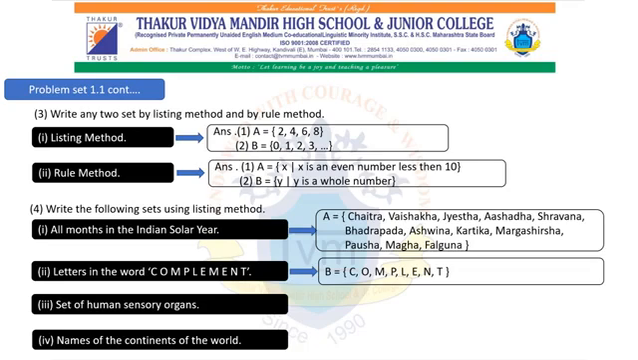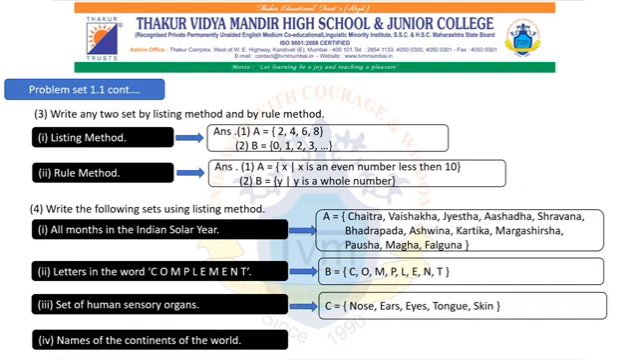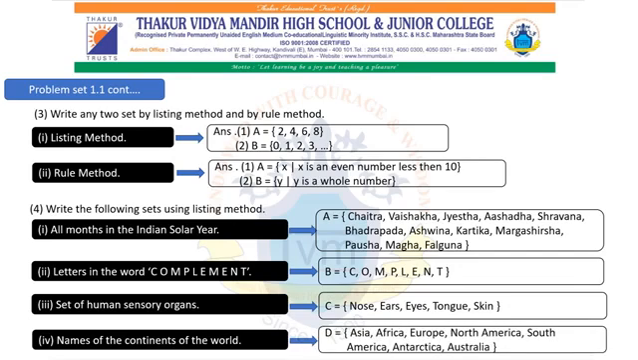Third one, set of human sensory organs. We know there are 5 sensory organs. It can be written as C is a set of nose, ears, eyes, tongue, skin. Fourth one, names of the continents of the world. There are a total of 7 continents, which can be written as D is a set of Asia, Africa, Europe, North America, South America, Antarctica, Australia. In any order we can specify in the listing form.